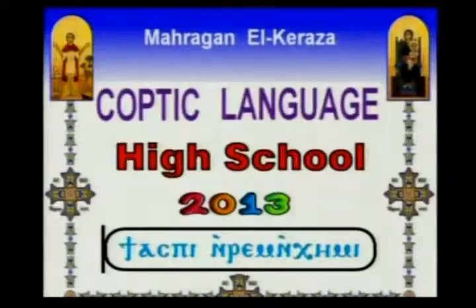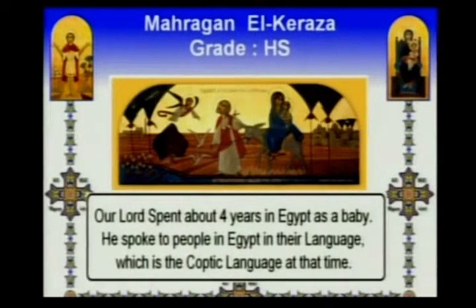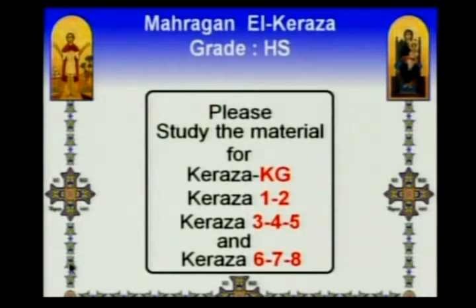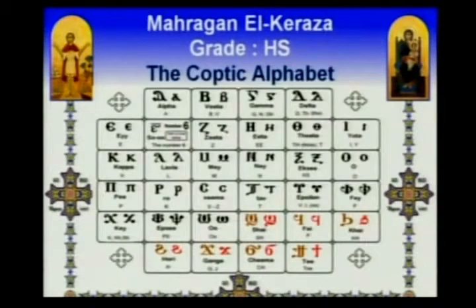This is the lessons for the high school grade of the Mahragan Keraza Coptic language. I want to remind you that in order to follow with this high school level, you have to have reviewed very well the Keraza KG, Keraza 1, 2, Keraza 3, 4, 5, and Keraza 6, 7, 8 Coptic lessons, so you can follow up with this lesson.